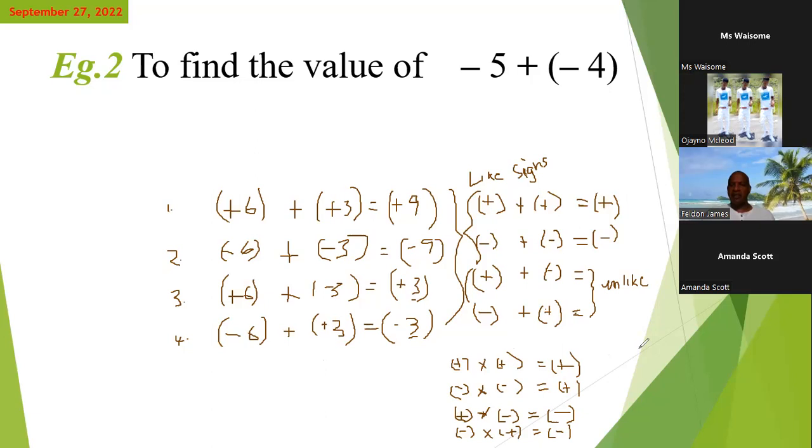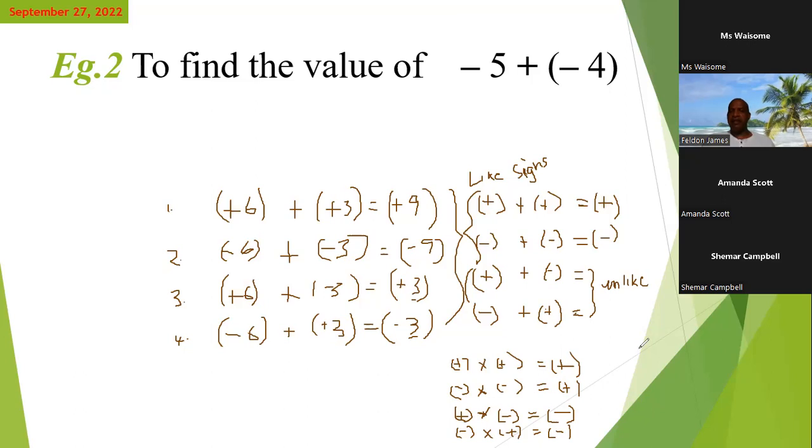All right. So Ms. Waysome, can you now explain the difference for us? What is the difference between the addition rule and the multiplication rule? What are the differences? Go ahead, Ms. Waysome. Sir? Yes. The difference between the rules of positive and negative numbers. I'm sorry? What are the differences between the two sets of rules, the four rules for adding and the four rules for multiplying?